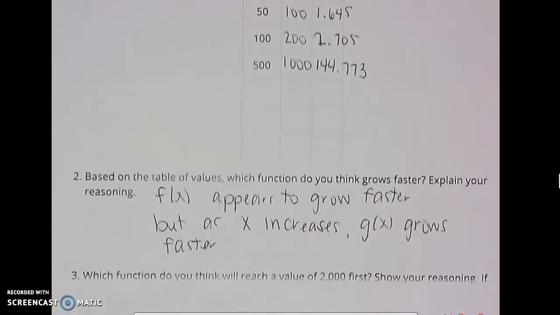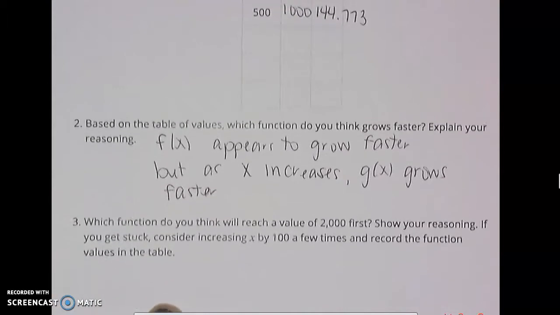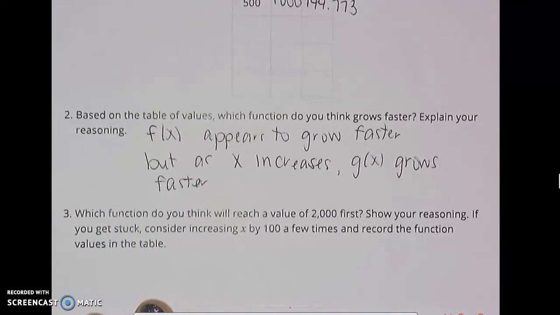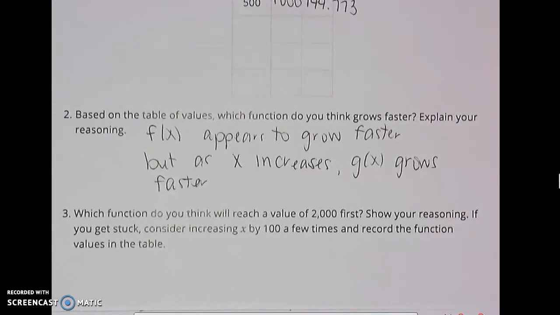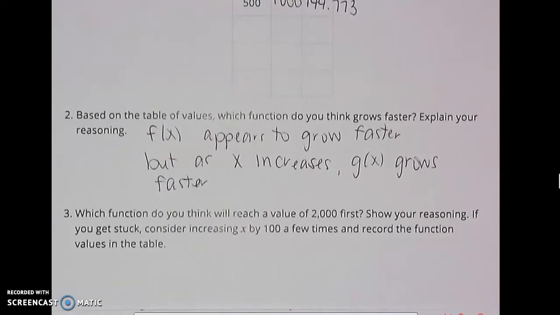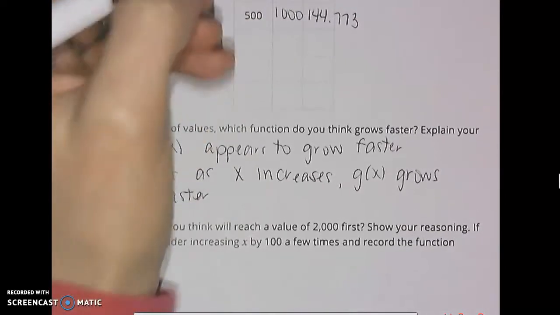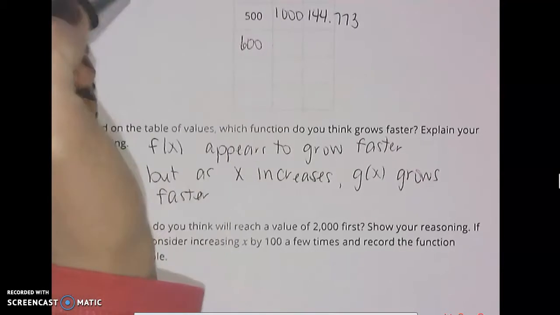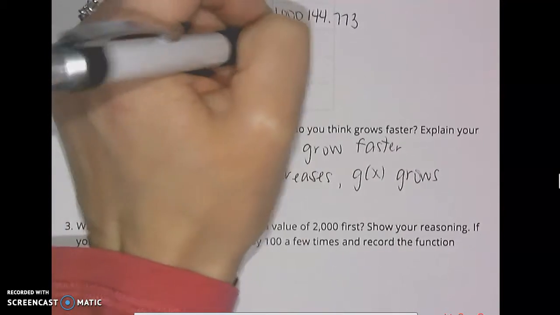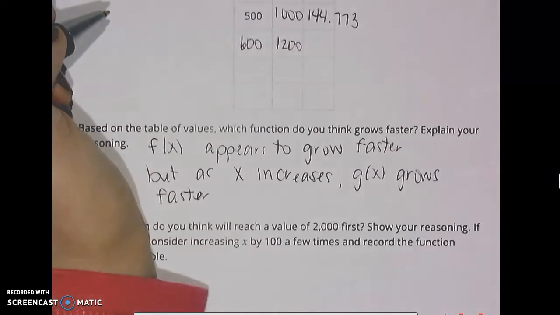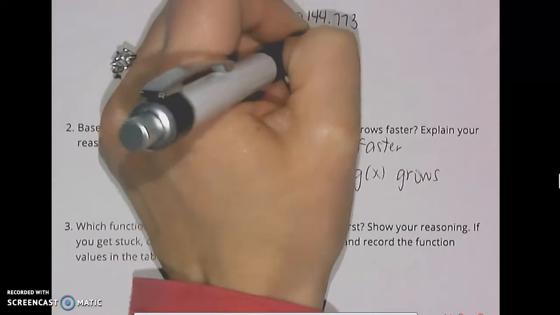Okay, so number 3 says, which function do you think will reach a value of 2,000 first? Show your reasoning, and we can always plug in some more values up here. So I want you to think for a second, which one do you think is going to reach 2,000 first? Remember, the first function we're taking 2 times our x value, and for g of x, we're going to take 1.01 to the x power. So let's take their advice here. Let's fill into the table a little bit with the value of 600. So 600 times 2 would give us 1,200. 1.01 to the 600 power would give us 391.583.